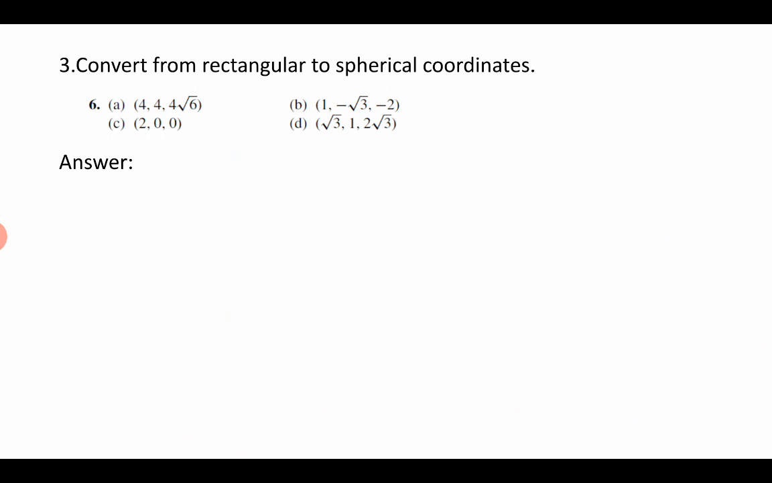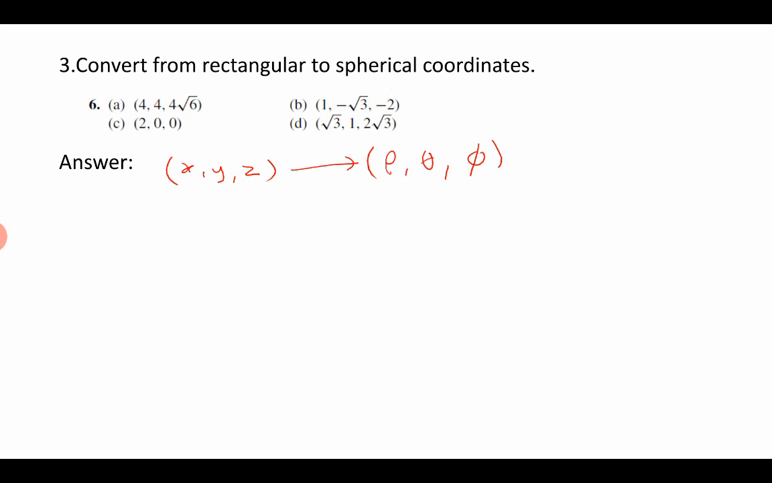Convert from rectangular to spherical coordinates. From rectangular to spherical coordinates, right? So first we need to write x, y, z, these are rectangular coordinates. We need to write the spherical coordinate system: rho, theta, phi.